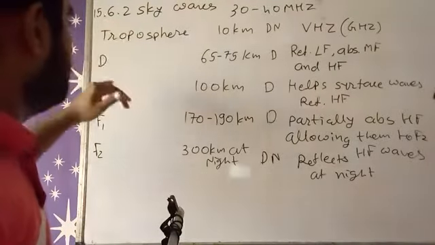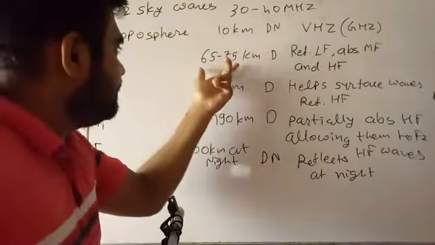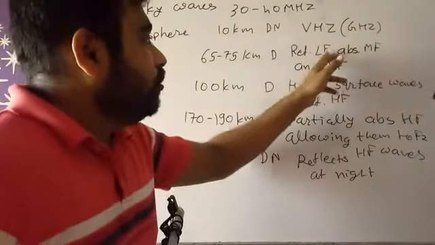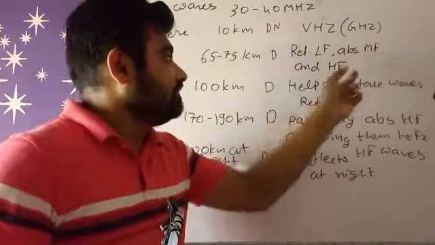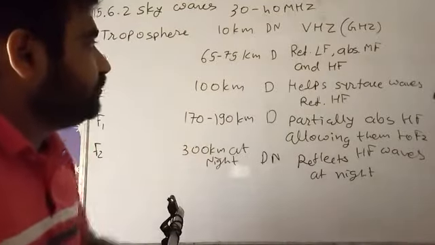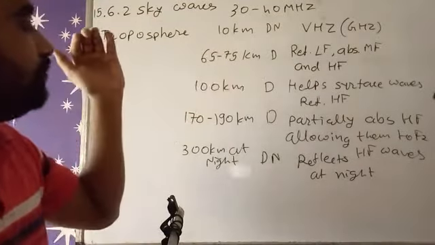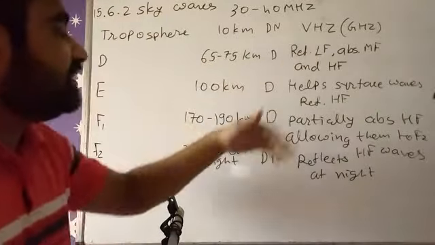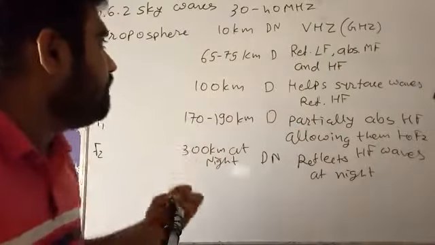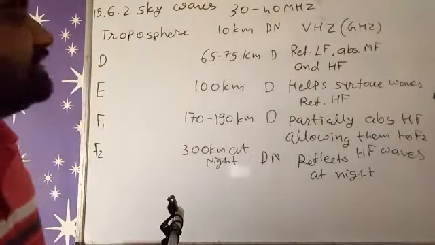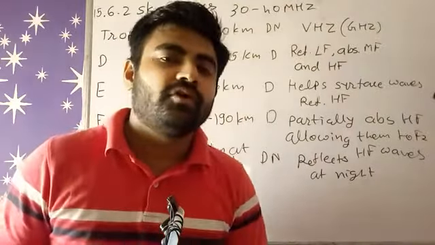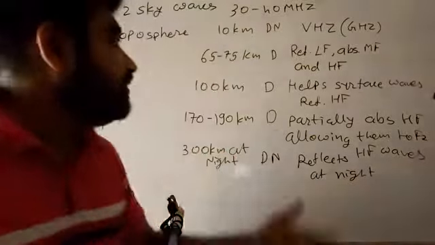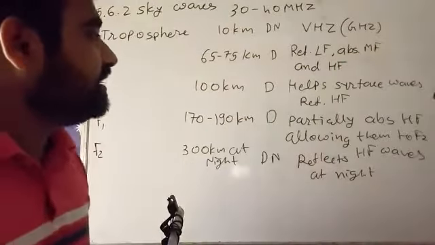Then further we have the D layer, which is at 65 to 75 kilometers. From 10 to 65-75, it reflects lower frequency and absorbs medium and higher frequency. So it can only reflect lower frequencies for only that range. Other frequencies will be absorbed by the ions inside this D layer, because the D layer atmosphere also has some ions, so they can absorb these types of waves. So there is no reflection of medium frequency and higher frequency.